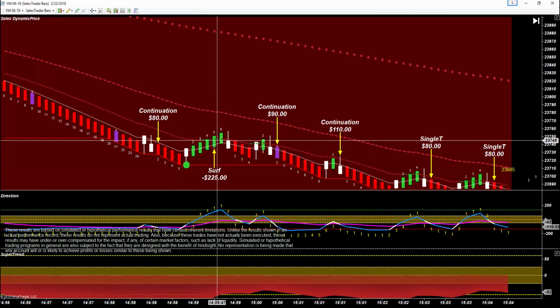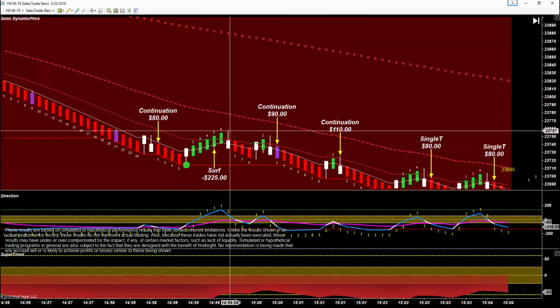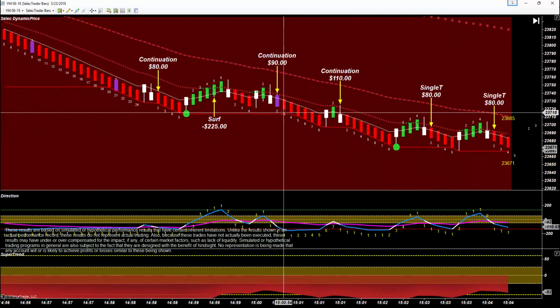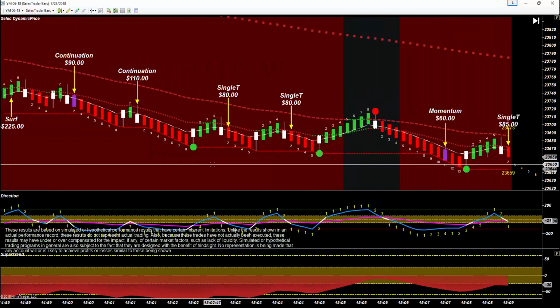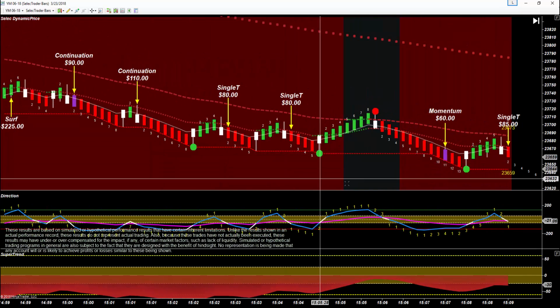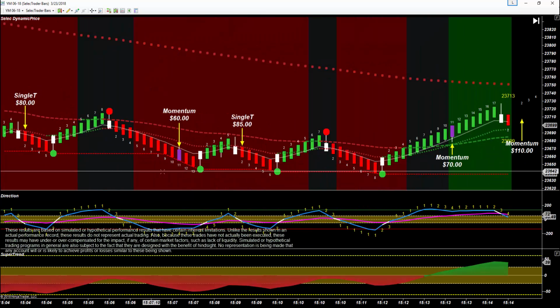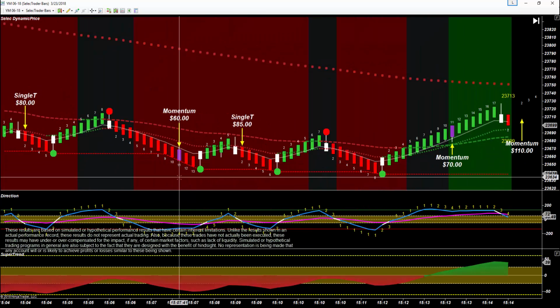A surf long. This one unfortunately doesn't quite make it. Only goes 5 ticks. Then we have 2 continuations in a row, both grabbing a couple extra ticks with their runner. Single T back to back, both for profit target. A momentum short, and we're in the last hour of the day now.